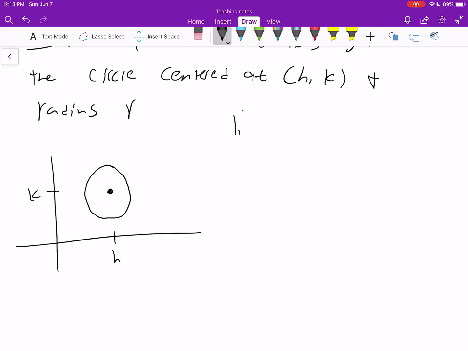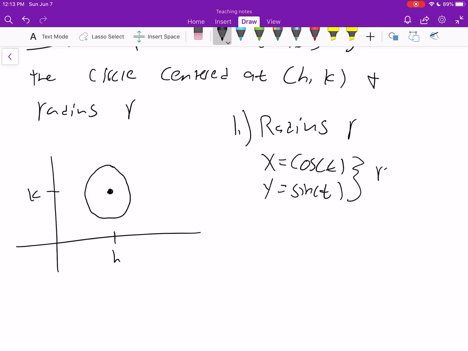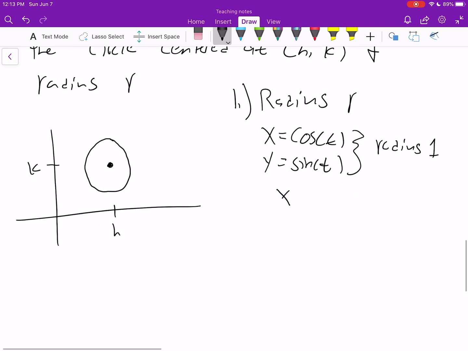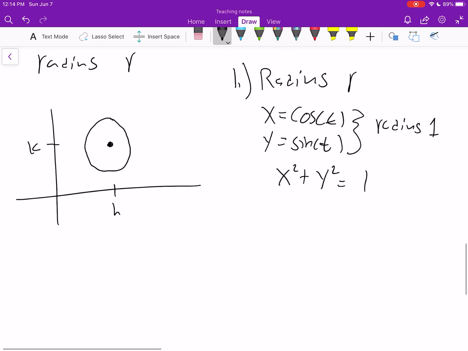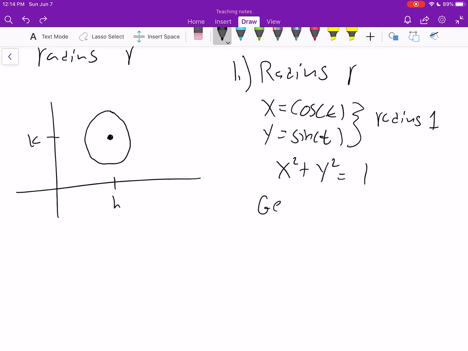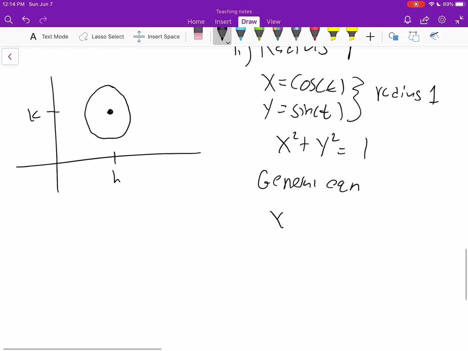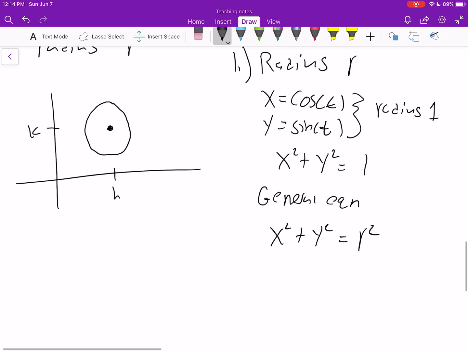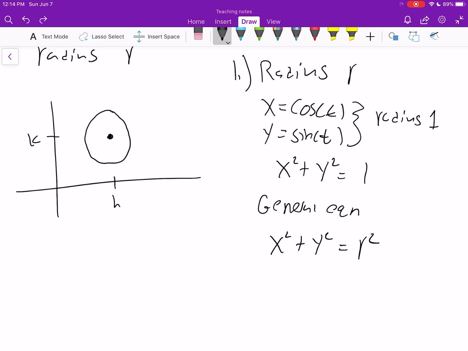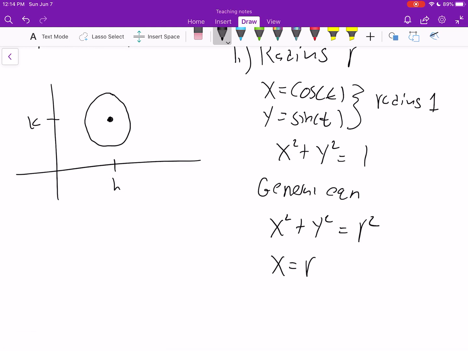And so first thing is I want to figure out how to make the radius of my circle r. You'll remember that previously, in our first example for this video, we had x is equal to cosine of t, y is equal to sine of t, and this gave us a circle of radius 1. And these things satisfied x squared plus y squared is equal to 1. The general equation of a circle is x squared plus y squared is equal to r squared. So if I want to get an r squared instead of a 1 here, all I have to do is take these equations and put an r in front of them.